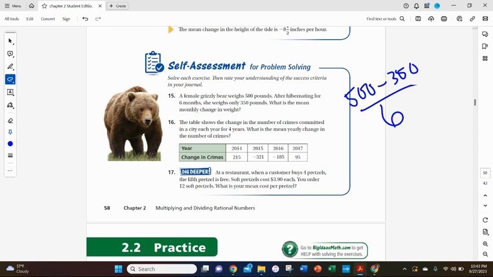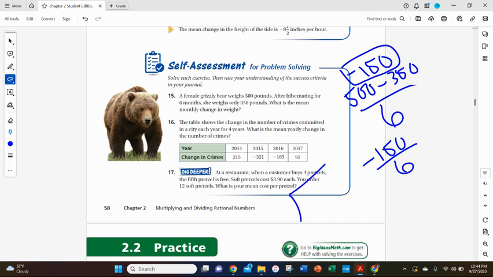And it's a decrease. So really, it's what the difference is, but then I would say that it's negative because it's a decrease. So 500 minus 350 is going to be 150, but I would say it's a negative 150 because it's a decrease in her weight. So a negative 150 divided by 6.